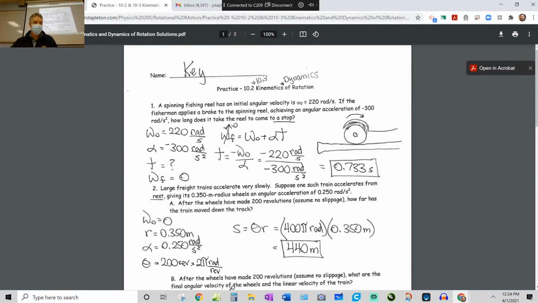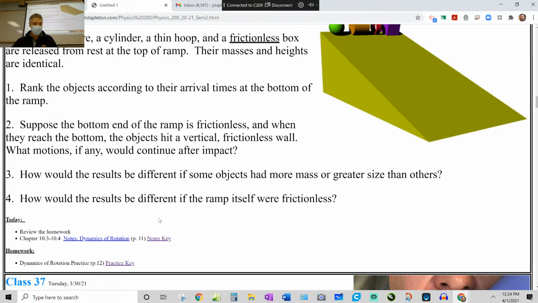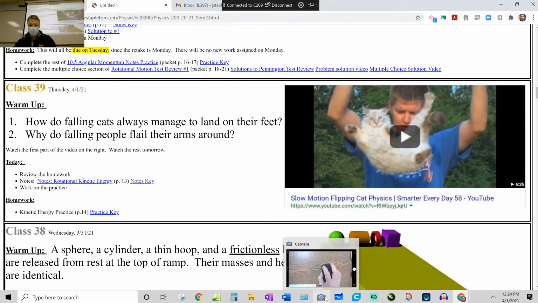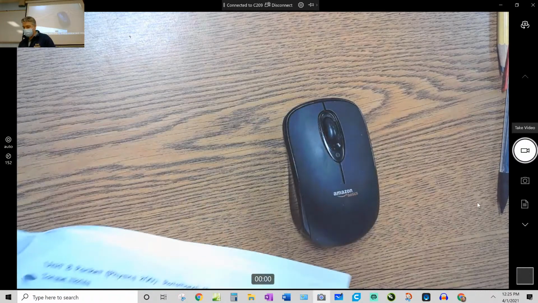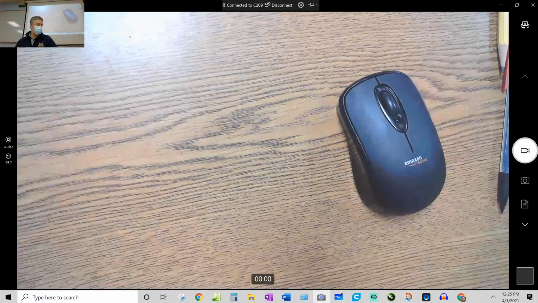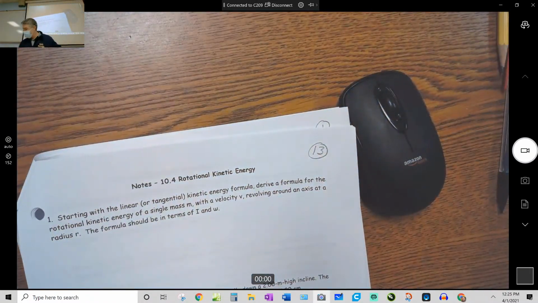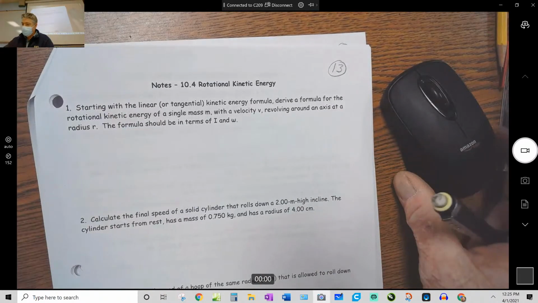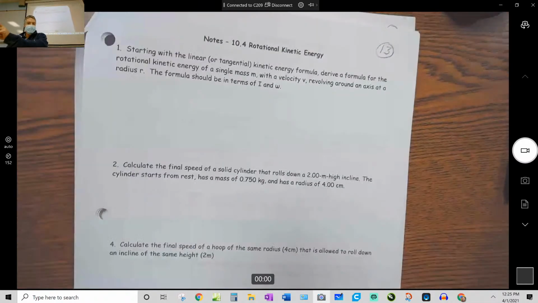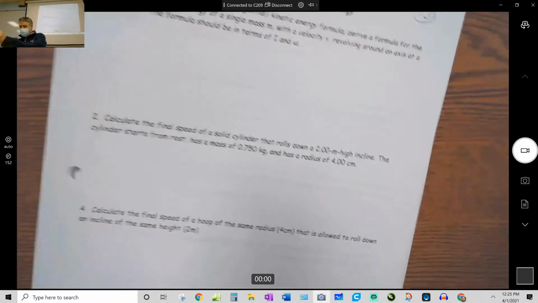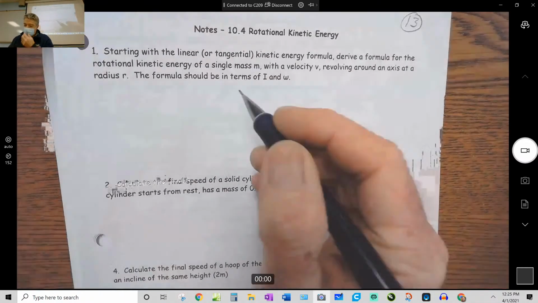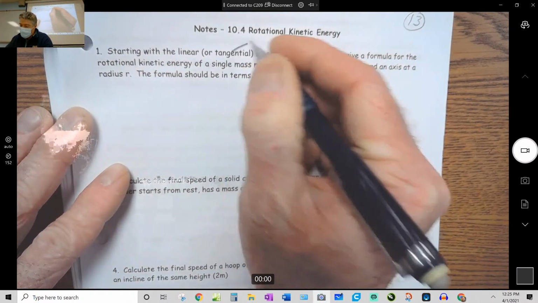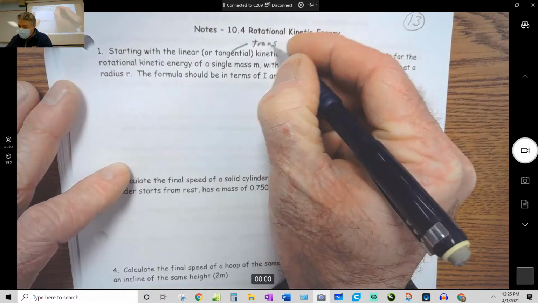Hope so. All right, so the new thing for today is rotational kinetic energy. It kind of looks like a set of problems rather than notes. Starting with linear or tangential kinetic energy, or if you look at the copy of the notes I have, I've crossed this out. Another way of saying this is translational.